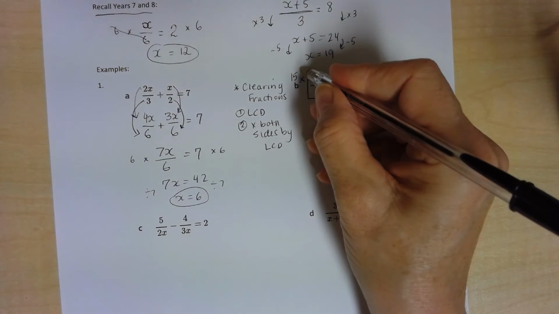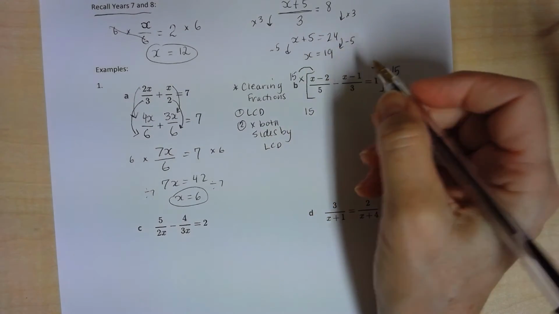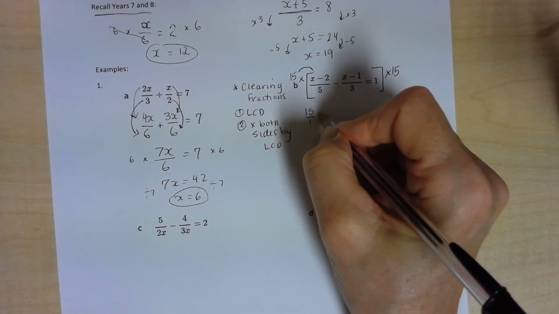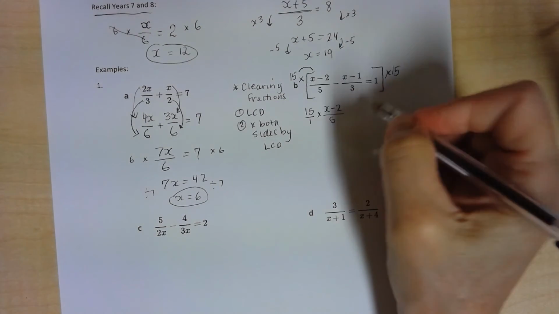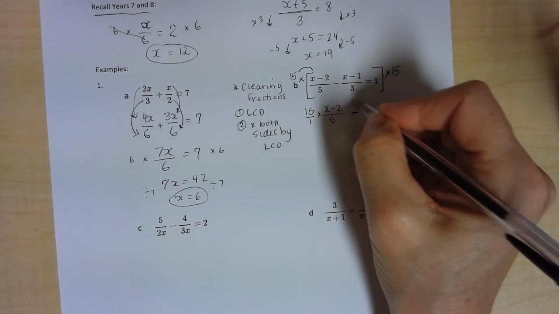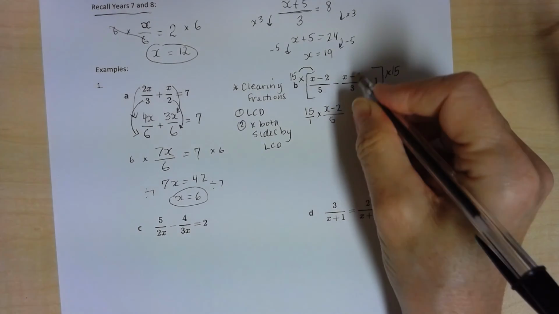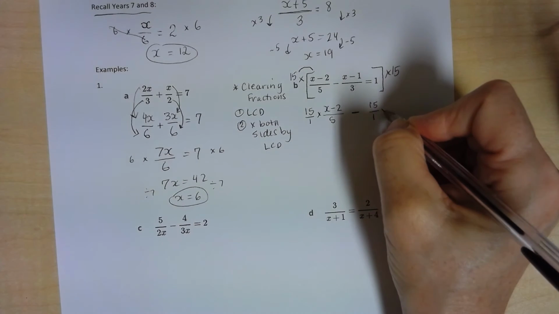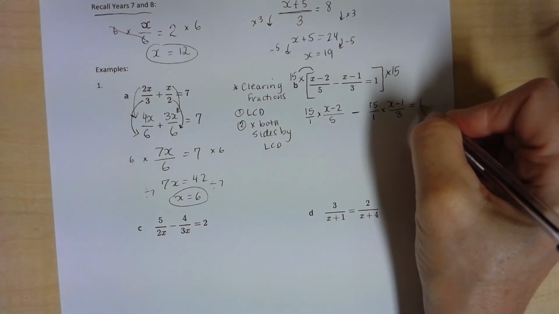Alright, when you multiply this by 15, and I'm going to call it 15 over 1 just for the heck of it, 15 over 1 times this thing. Then I have a minus sign there. And I have 15 over 1 times this fraction. And 1 times 15 is just 15.